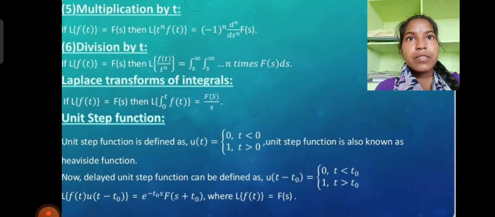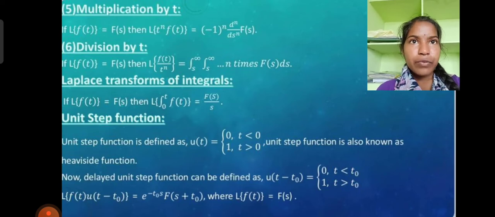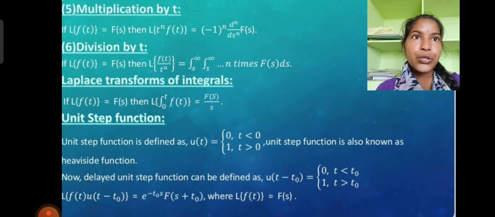Multiplication by t. If L{f(t)} is equal to F(s), then L{t to the power of n f(t)} is equal to minus 1 to the power of n times d to the power of n by ds to the power of n of F(s).